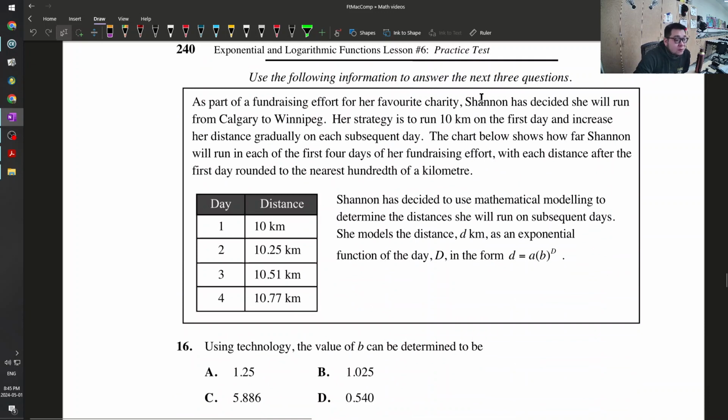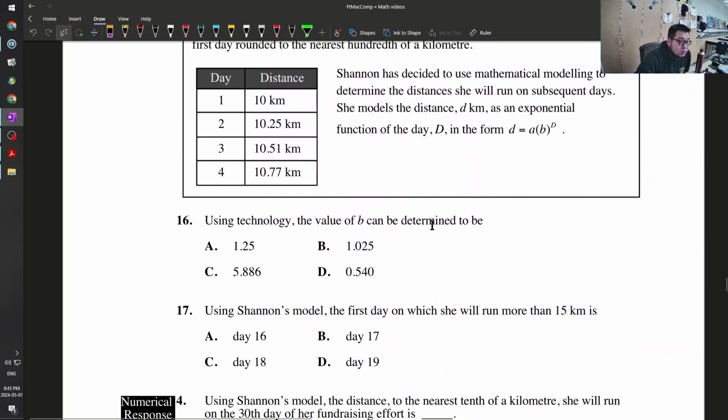Okay, use the following information to answer the next three questions. Shannon runs 10 kilometers on the first day. She increases her distance gradually for each subsequent day. The chart shows how far Shannon will run in each of the days. Okay, so she increases her distance gradually. This looks like an exponential, a times b to the power of d, using technology.